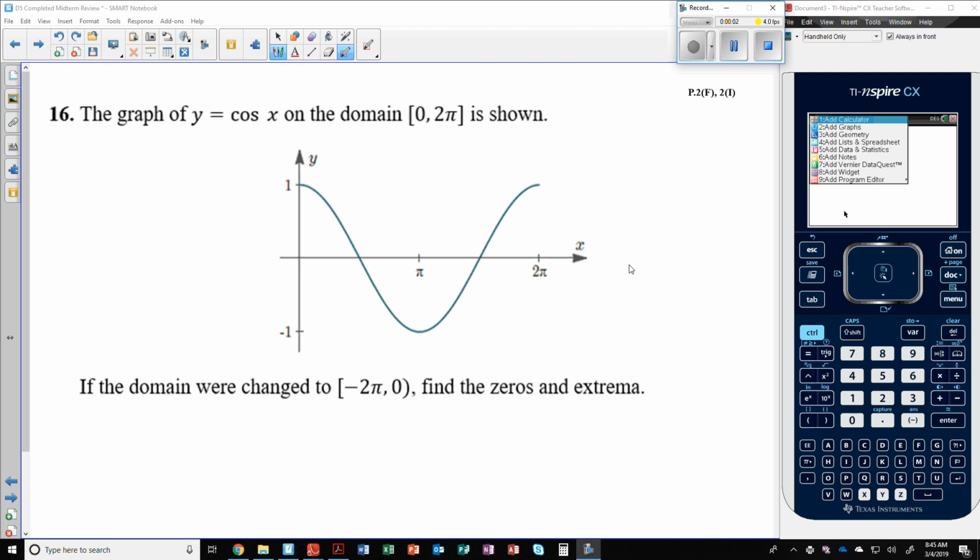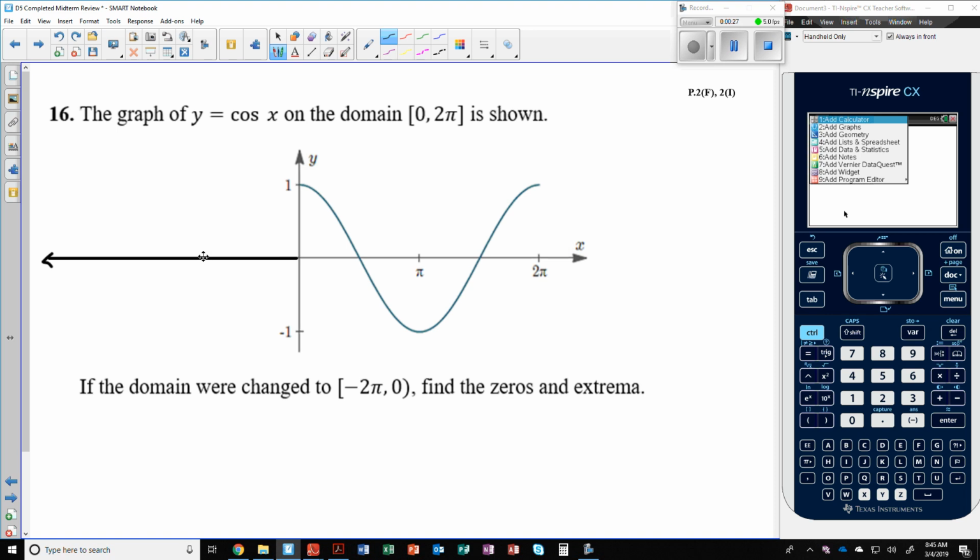Number 16, the graph of y equals cosine x on the domain of 0 to 2 pi is shown. If the domain were changed to negative 2 pi to 0, find the zeros and extrema. So here's what's happening. The domain refers to the x. It goes from 0 to 2 pi, and we want to extend it the other way. So instead of being from 0 to 2 pi, it's going to go from 0 to negative 2 pi.